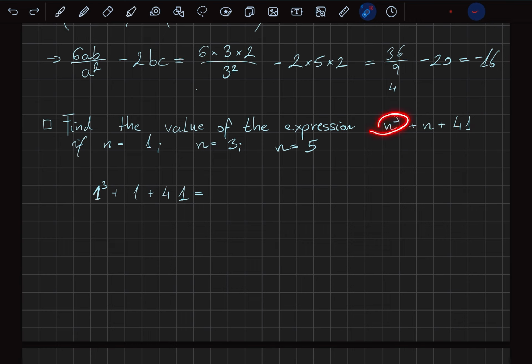But if I give a value of the n, just here, then I can calculate because they will be 1 to the power 3 plus 1, 3 to the power 3 plus 3 plus 41. Okay, so it's 43. 3 to the power 3 plus 3 plus 41 equals 27. 3 times 3 it's 9, times 3 it's 27, plus 3 it's 30, plus 41 it's 71.